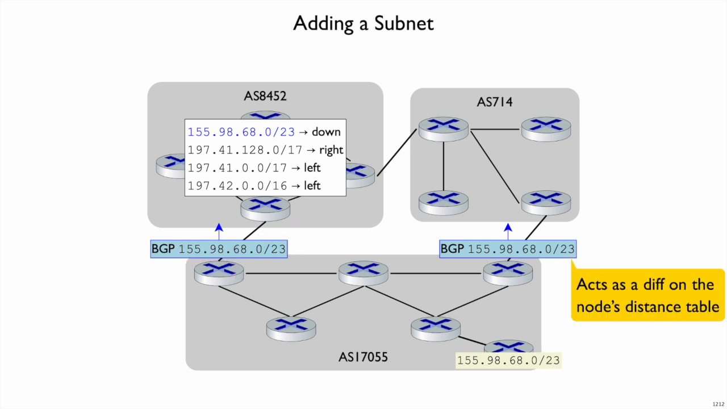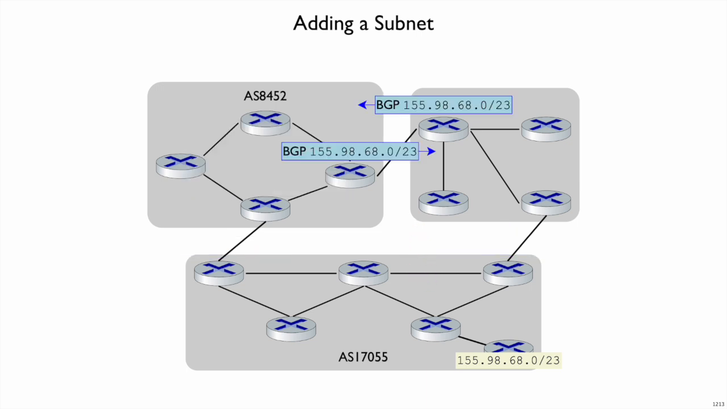And this message you can view as a diff on the distance table in the Bellman-Ford algorithm. So this diff is very small compared to all the information that AS17055 may have published in the past. And it's all AS8452 and AS714 need to know to update their table to reach the new subnet.